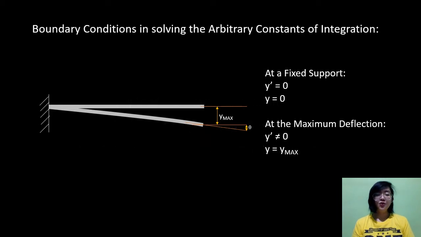Now let's go to boundary conditions in solving the arbitrary constants of integration. At the fixed support, the y prime, or the slope, is equal to 0, and y is equal to 0, so the deflection is equal to 0. At the maximum deflection, y prime should be equal to 0 and y is equal to y max.